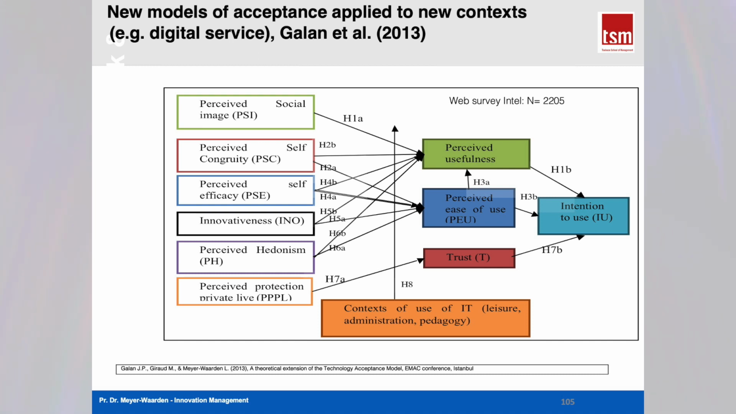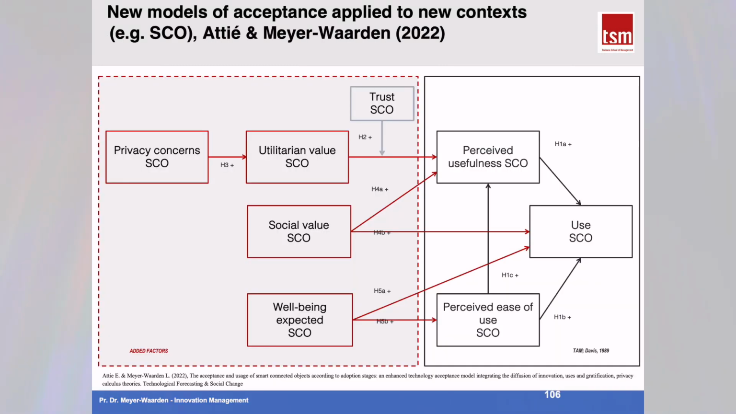So we applied this extended model to a digital service from the processor producer Intel. And we actually validated the impact of social image, self-congruity, efficacy, innovativeness, hedonism, and perceived privacy concerns, or perceived protection of private lives, on perceived usefulness, and subsequently on the intention of use. We also showed that the impact of these variables varied according to the context of usage of IT, namely leisure, administration, and pedagogy. In the following, we apply a technology acceptance model that we enhanced to new contexts such as smart connected objects and IoT, thus the Internet of Things.